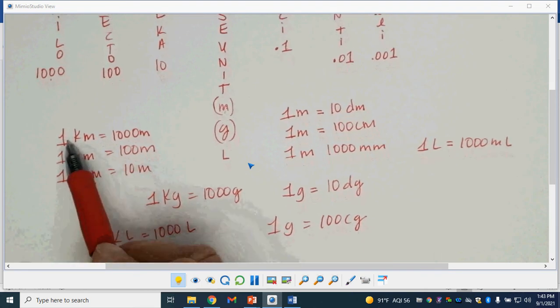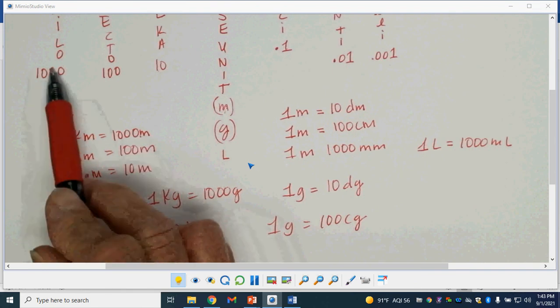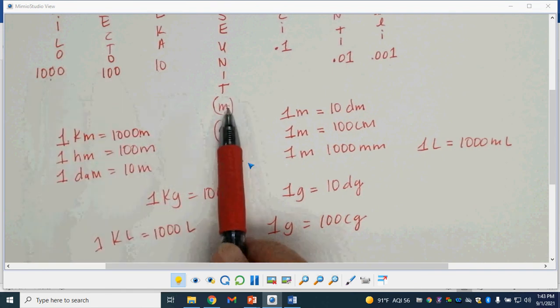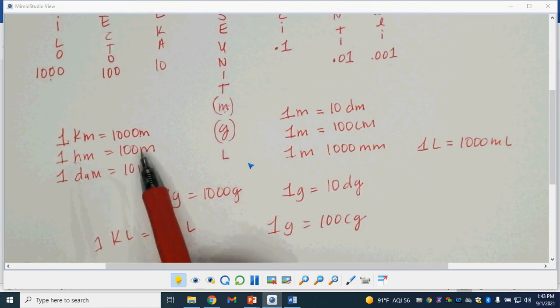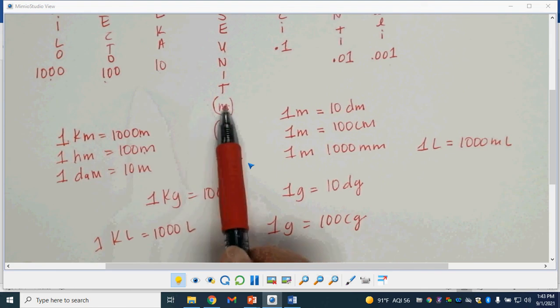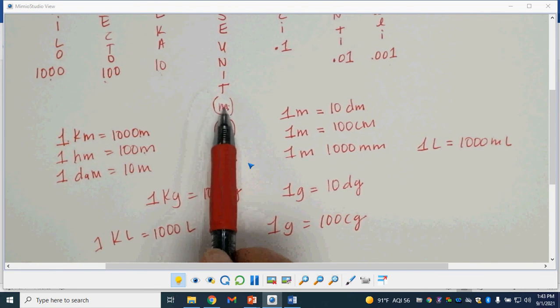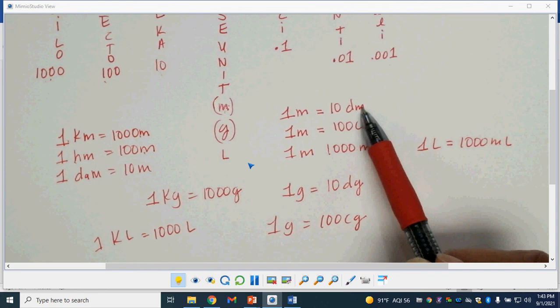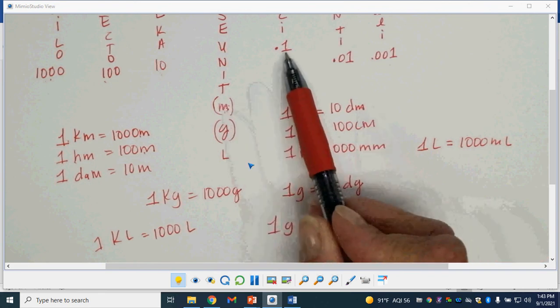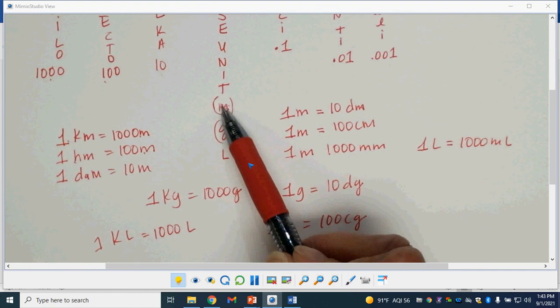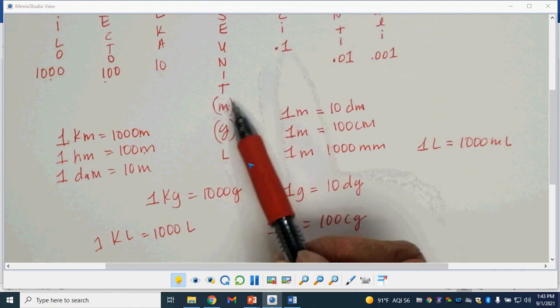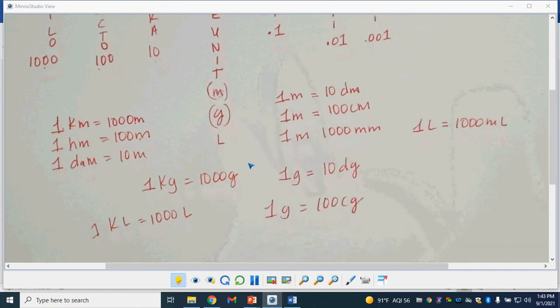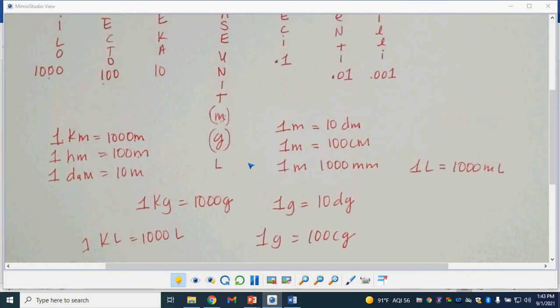Again, 1 kilometer is 1,000 meters. One of these is going to make up a lot of these. 1 hectometer is 100 meters. 1 decameter is 10 meters. So I need several of the base units to make up one of each of these. This side is different. 1 meter, I'm going to need 10 of these to make up 1 meter, because a decimeter is 1/10 of a meter.